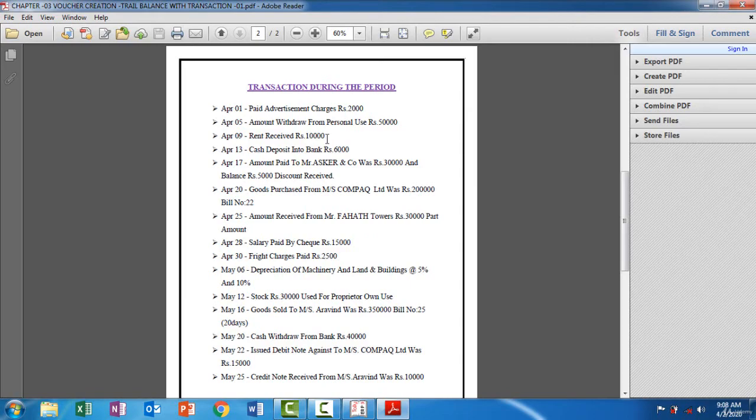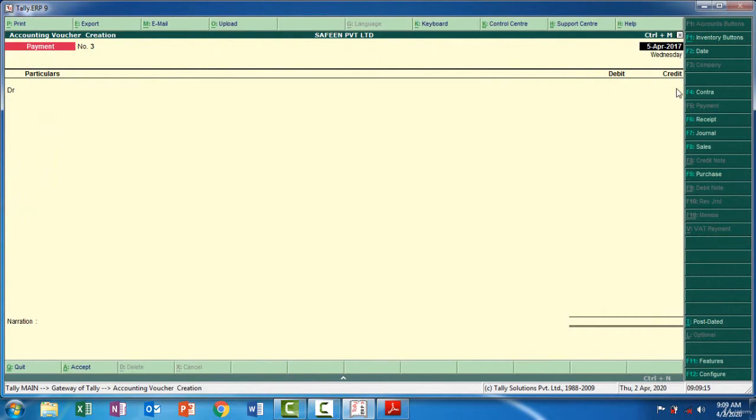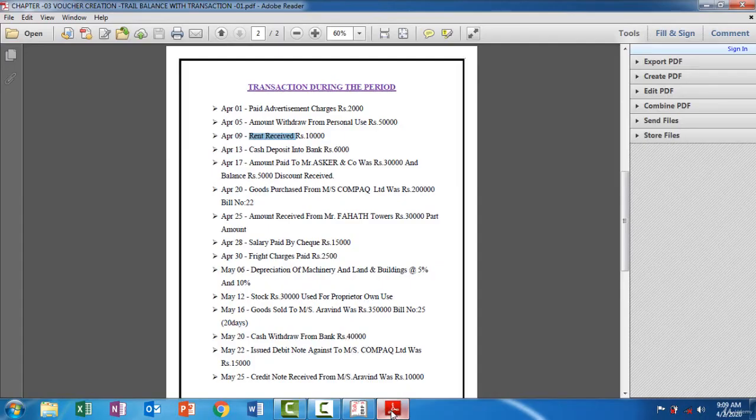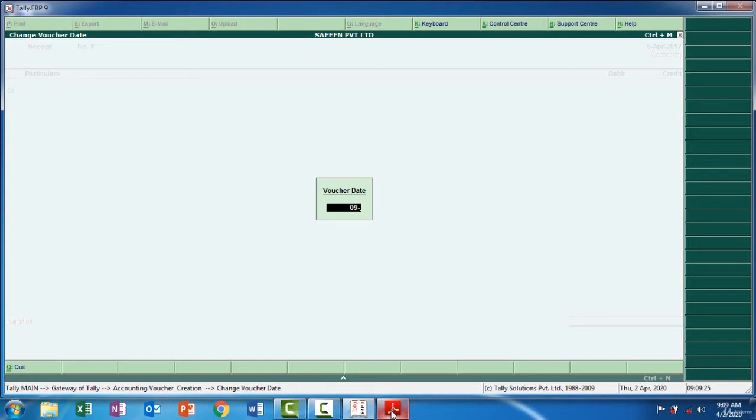The third transaction, rent received 10,000. We need to take the receipt voucher because we received money as rent. The double entry is cash account debit, rent received account credit. So first I need to select the receipt voucher and change the date. The date is April 9, so 9/4.